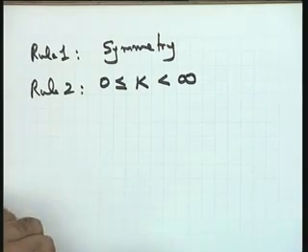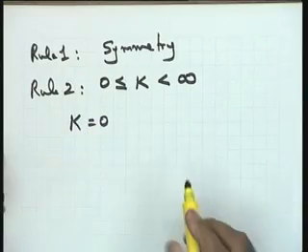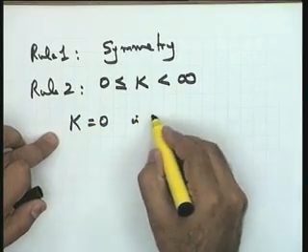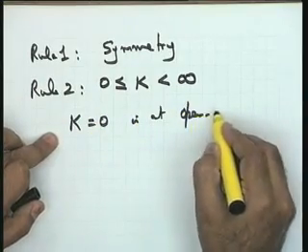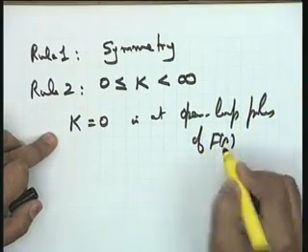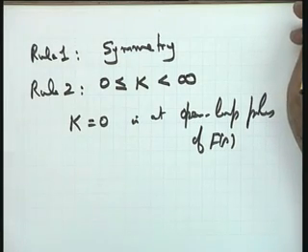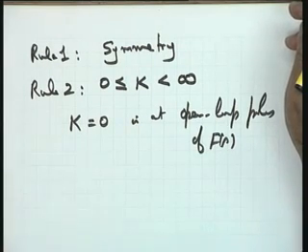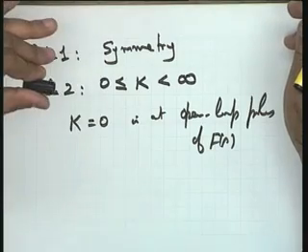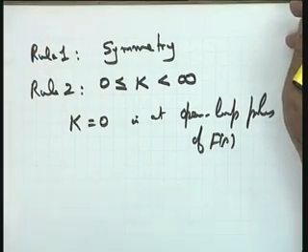Rule 2: the root locus gain k varies between 0 and infinity. So k equal to 0 is at the open loop poles of F(s). It means all the root locus branches start at the open loop poles of F(s). I hope this is fine. It should also be clear that the number of root locus branches is equal to the number of open loop poles of F(s).